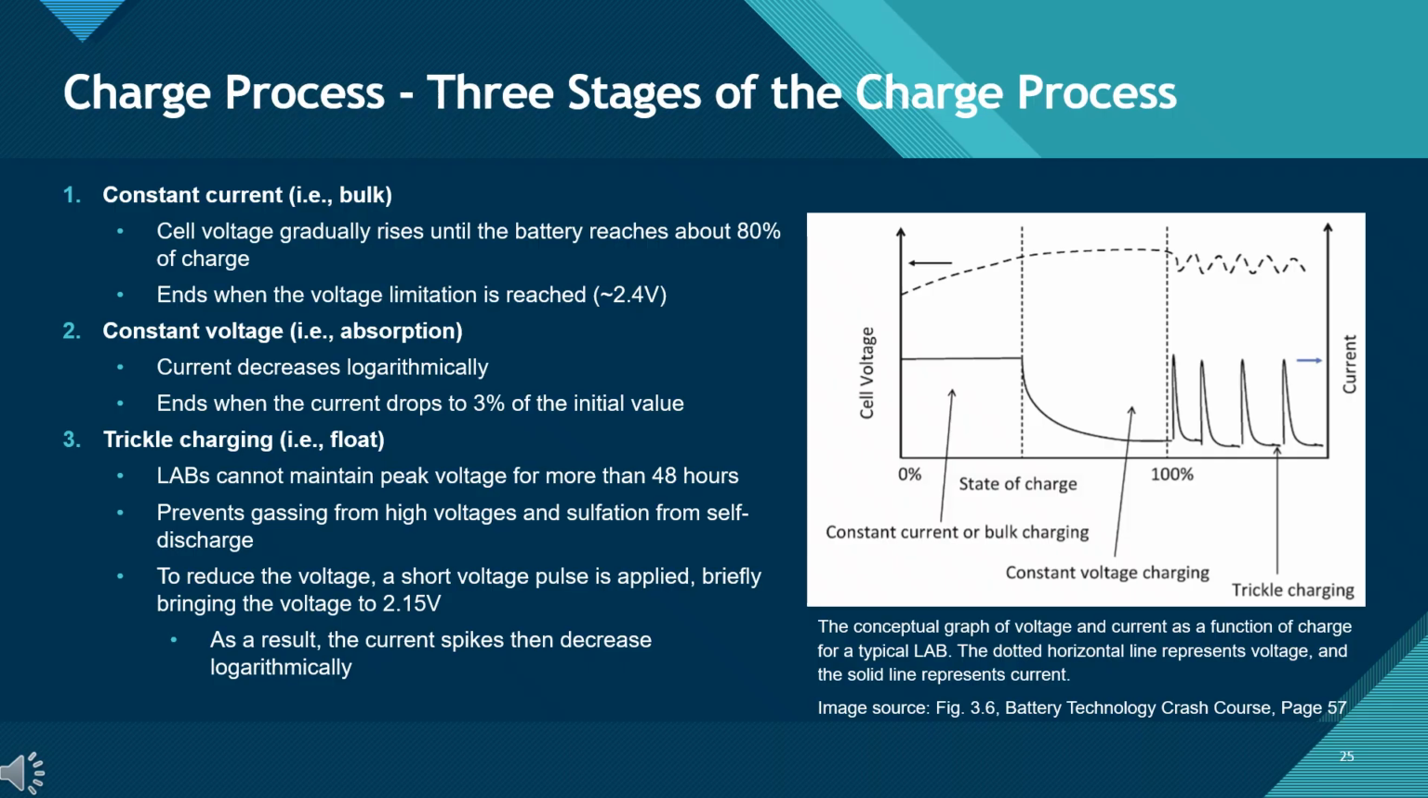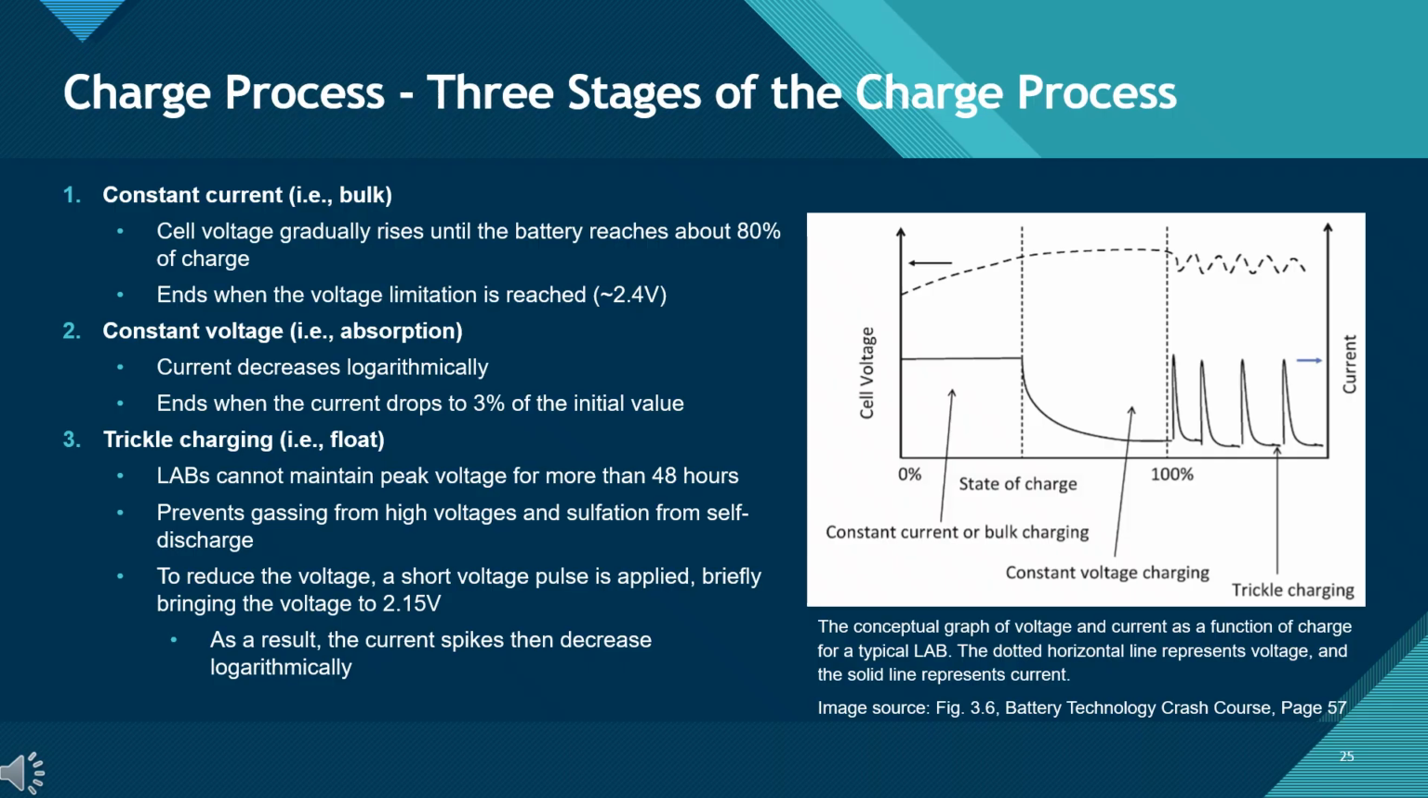In a lead-acid battery, charging happens in three main stages. The first stage is constant current, also called bulk charging. Here, the current remains steady while the cell voltage gradually increases. This process continues until the battery reaches approximately 80% charge, which typically occurs near 2.4 volts per cell. Next is the constant voltage stage, also known as absorption. At this point, the voltage is held steady, while the current gradually decreases. This stage ensures the remaining 20% of the battery is charged without overheating.